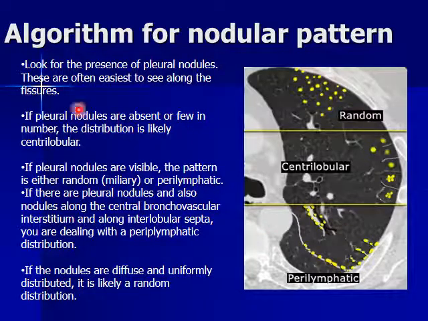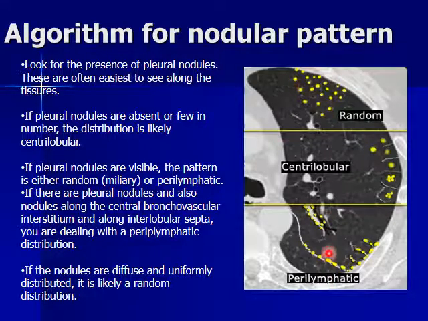Let's go. How we can describe a nodule according to its type or its distribution. What we should do? They said, number one, go to the pleural surface. Look, if the nodules are touching the pleural surface, like this and like this, these will be called or can be called either random or perilymphatic, touching the pleural surface.